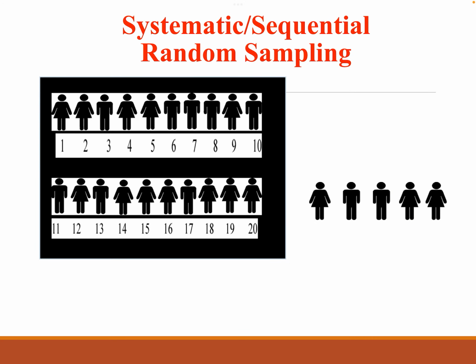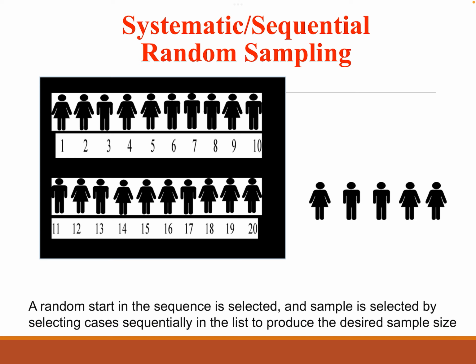Next is systematic or sequential random sampling. A random start in the sequence is selected and the sample is selected by selecting cases sequentially in the list to produce the desired sample size. If your desired sample size is 5 and your population size is 20, then the increment is calculated by dividing 20 by 5, that is equal to 4. So every fourth person will be selected.